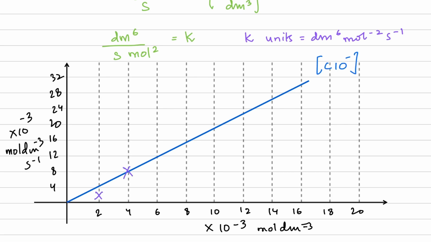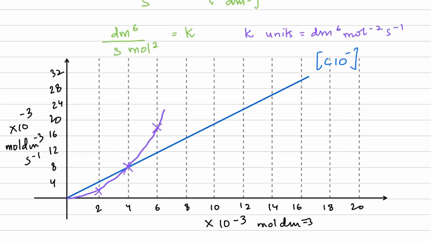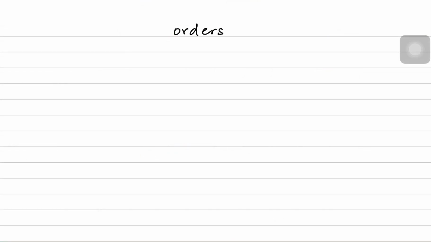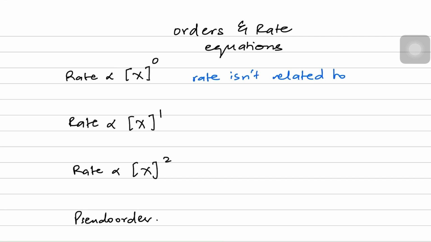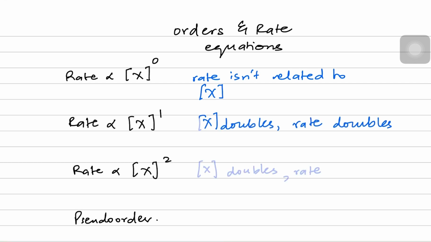Chlorate is directly proportional, but ammonia is exponentially related. And this is how we sum up orders and rate equations. We have 4 categories of orders. Rate can be related to x0, x1, x2 or pseudo order. If rate isn't related to x concentration, it's 0 order. When x doubles, rate doubles, that's order 1. If concentration of x doubles but rate quadruples, that's order 2.